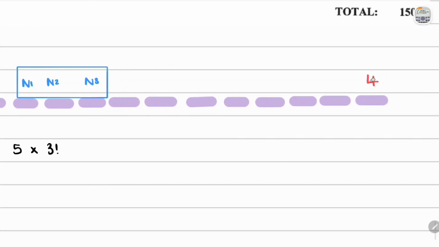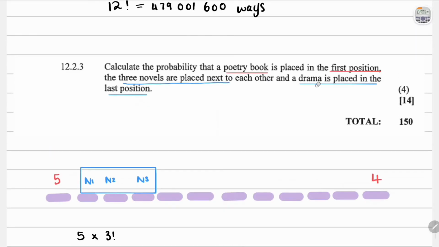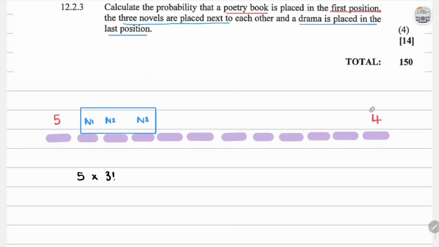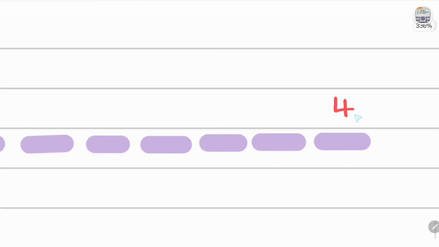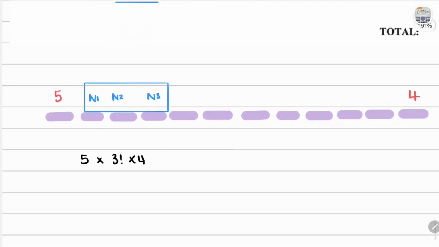And then looking at that last place, because it's the other thing that we have, the 4. Since at the end, we need to ensure that there is a drama placed there. So that's the 4. So we're really just saying times 4, because we can either have drama 1, 2, 3, or 4 there. So that's what that looks like.